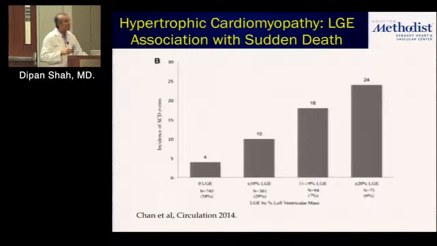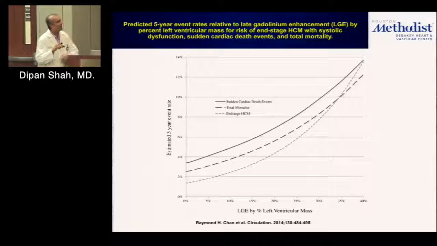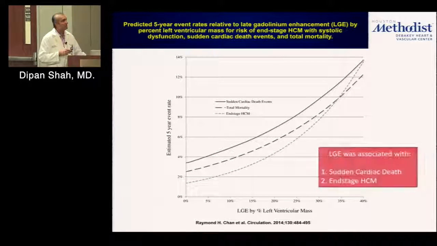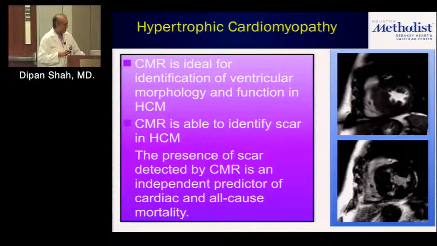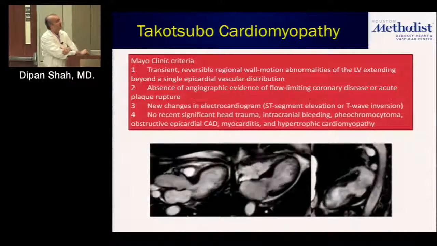And in fact, what they did is they also looked at a stepwise relationship between patients with HOCM but no LGE, those with less than 10%, 10 to 20, and then greater than 20%, and you can see the incidence of sudden cardiac death progressively increases. And this actually is showing you that not only does the incidence of sudden cardiac death increase, but also the incidence of end-stage HOCM, which again is shown in this dotted line, also increases as well. So really the extent of hyperenhancement predicts both arrhythmic as well as heart failure death in patients with hypertrophic cardiomyopathy. Let me skip forward now to Takotsubo cardiomyopathy.